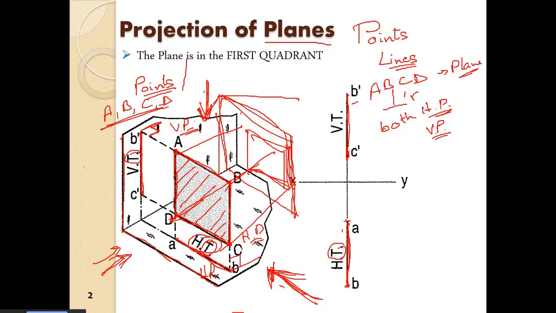Now this plane is perpendicular to both the planes. We will not see the plane in any of the views. We will just see the traces of the plane on the horizontal plane and on the vertical plane. On the horizontal plane, this is the top view. And this is the front view.